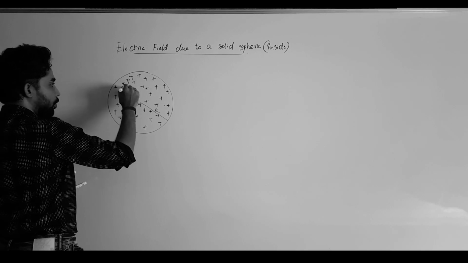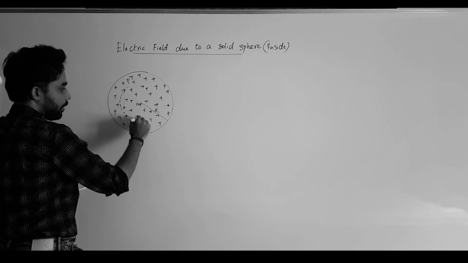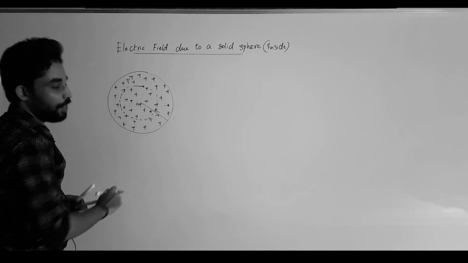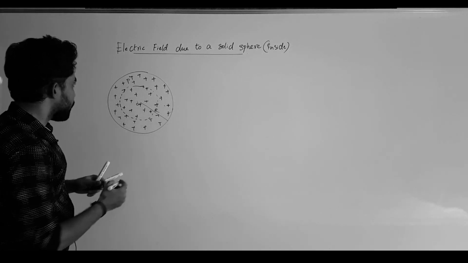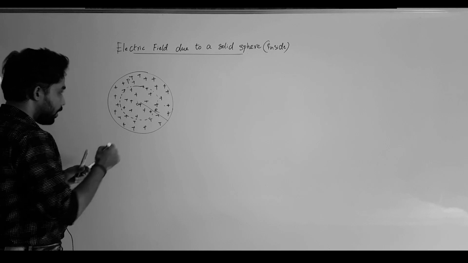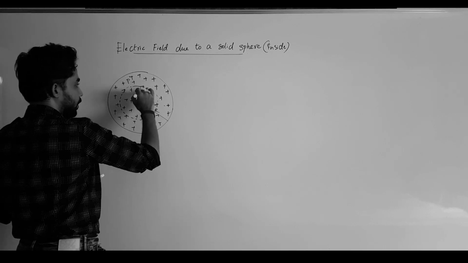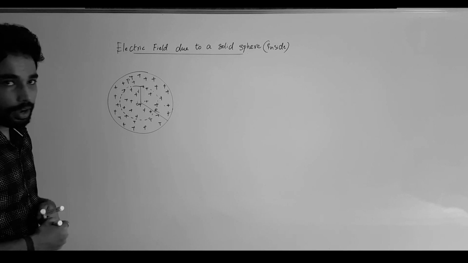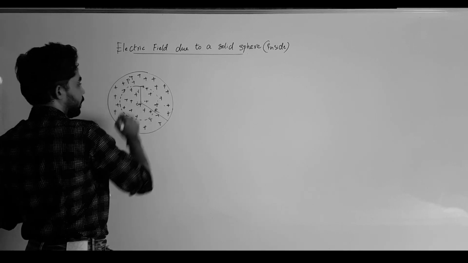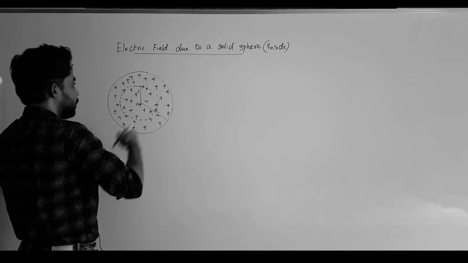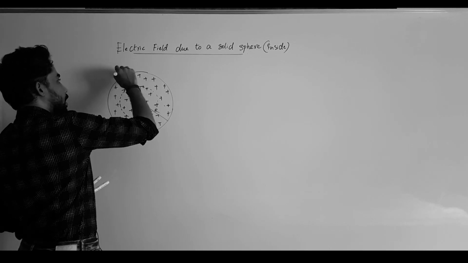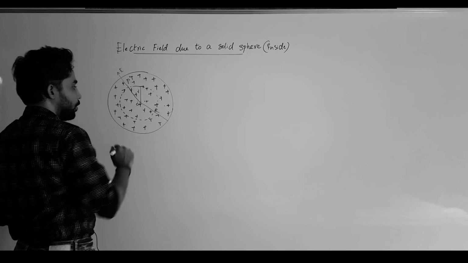For that I'm just going to assume a Gaussian surface, and that Gaussian surface is obviously going to be a sphere because of the symmetry. So let us take the radius of this inner sphere to be r. Now I'm just going to use Gauss's law to find electric field at this point. The direction of the electric field at this point is going to be radially outward. Why? Because this is a positive charge.